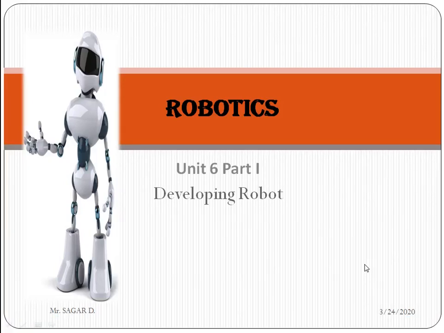Hello friends, today we are going to discuss Unit 6 of Robotics. The title of Unit 6 is Developing Robo. We'll divide this unit into two parts. In the first part, we'll discuss links and joints, types of joints, then workpiece and work envelope, and components of the robotic arm. Whereas in part 2 of this unit, we'll discuss the case studies.